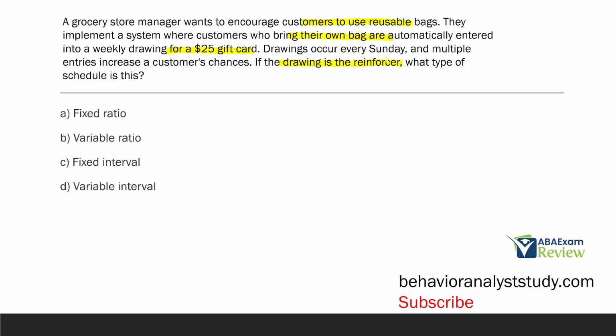No. When does the drawing occur? Every Sunday. So no matter how many bags they bring, that drawing is going to occur every Sunday. So to get the reinforcement, are we waiting on responses or time? Well, we're waiting on time. A certain amount of time has to pass in order to get to Sunday. So if it's a time-based schedule, it's going to be an interval schedule. Now, if it's every Sunday and it's not changing, is that fixed or variable? Well, that's going to be fixed. So this is going to be a fixed interval schedule. Pretty straightforward. Basic reinforcement schedules should not be that challenging.